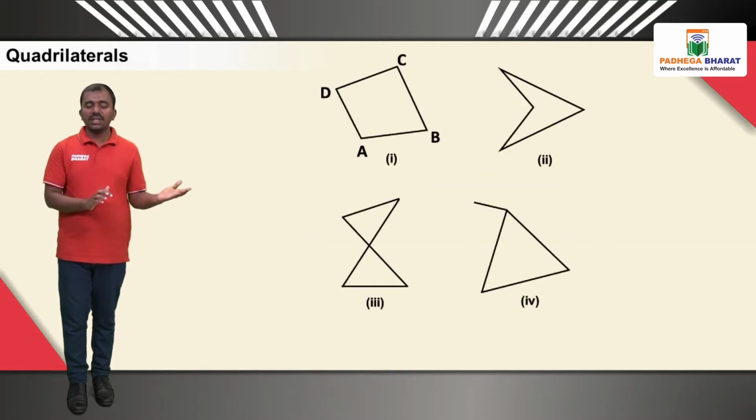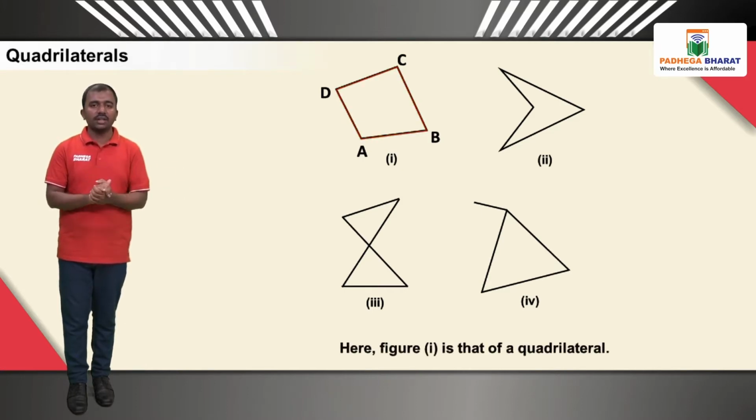These are some example figures of a quadrilateral. If you see the picture here, there are four pictures in this. Figure 1, quadrilateral ABCD, is a quadrilateral. But do you think picture 2, picture 3 and picture 4 are also quadrilaterals? Picture 2 is also a quadrilateral but not picture 3 and picture 4.